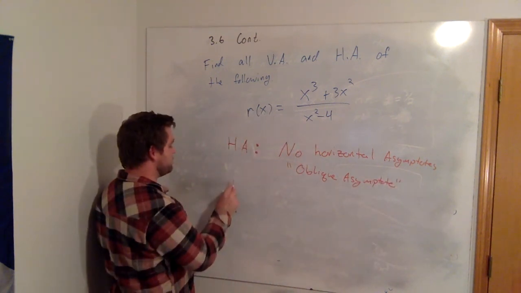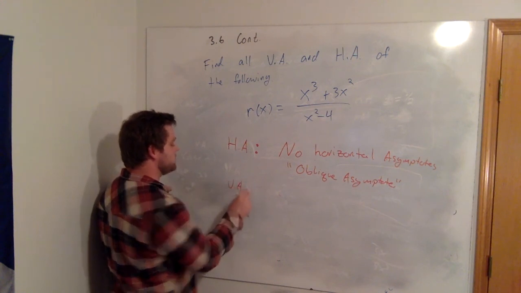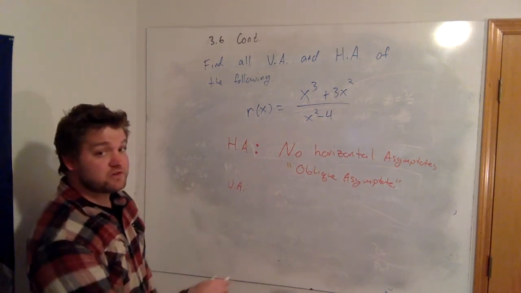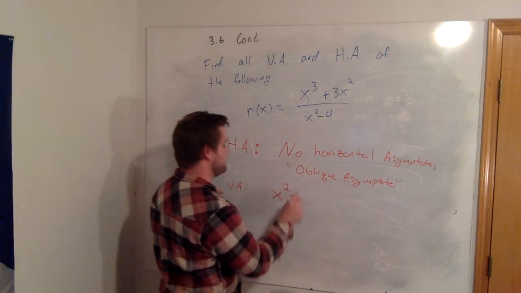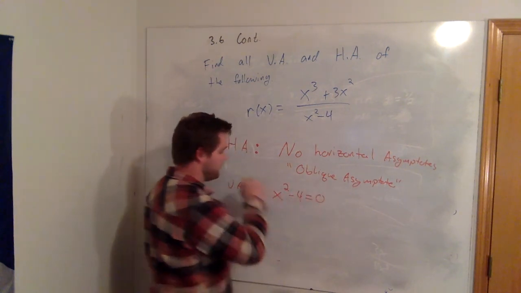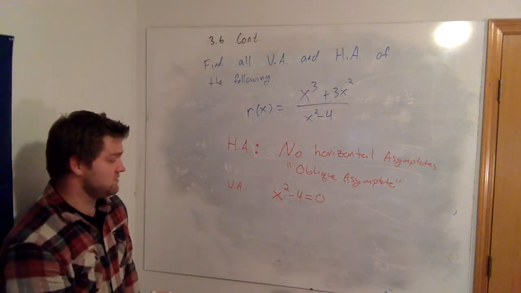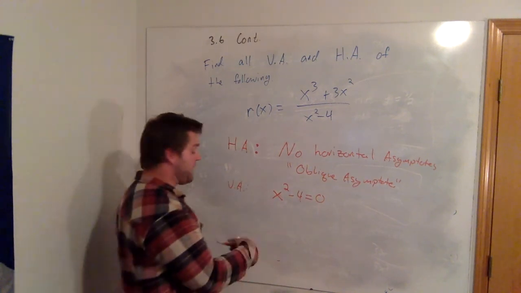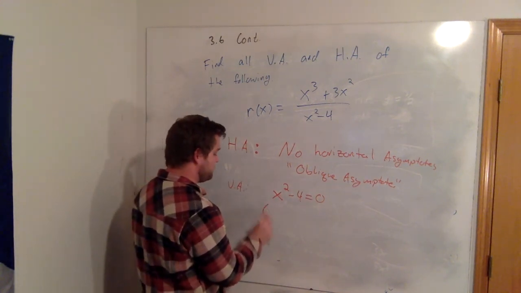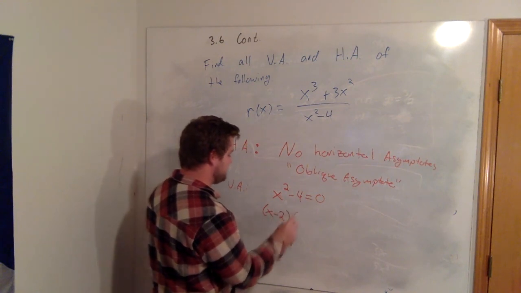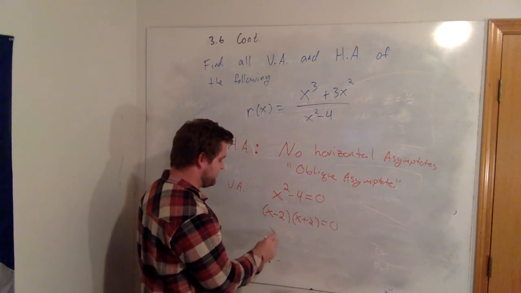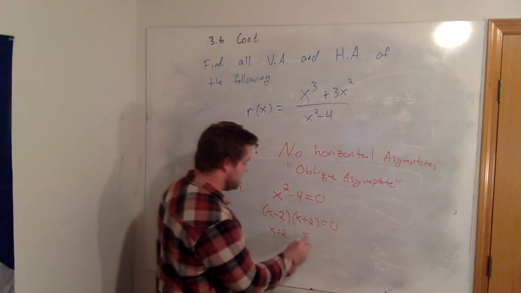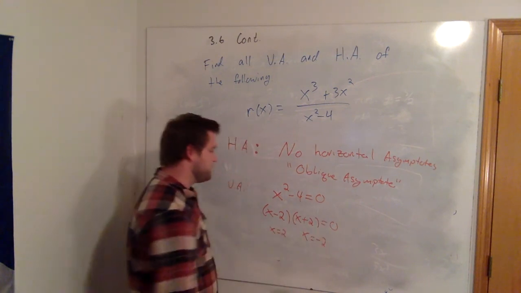Okay, what about vertical asymptotes? The vertical asymptotes happen where my function is undefined. Well, that's when the denominator is 0, so x squared minus 4. I want to know when that's equal to 0. I have 2 methods of solving this. I could either factor this. This is a difference of squares. So this is when x minus 2 times x plus 2 is equal to 0. So I hope you see the solutions are x equals 2 and x equals negative 2.